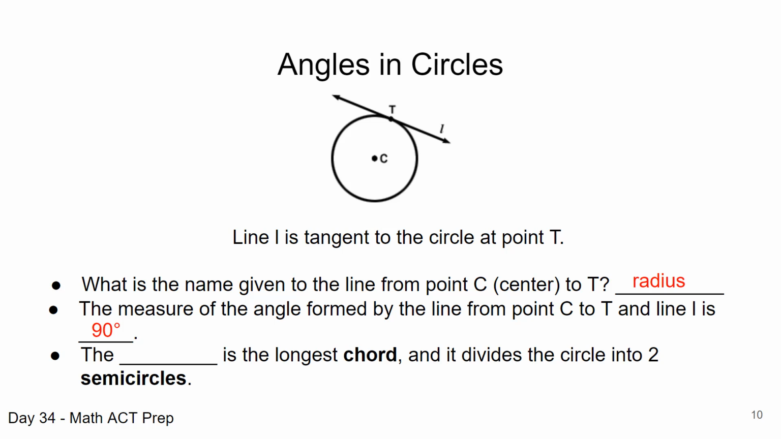What do we call the longest chord? And it divides the circle into two semicircles. The diameter. So remember, we talked about a chord when we were talking about inscribed angles. The longest chord is a diameter. It runs through the center of the circle.